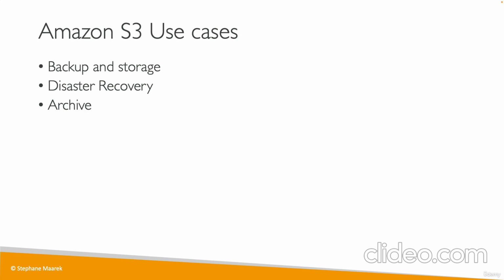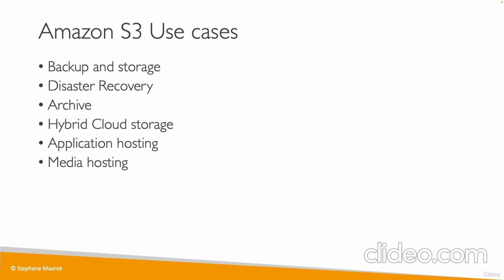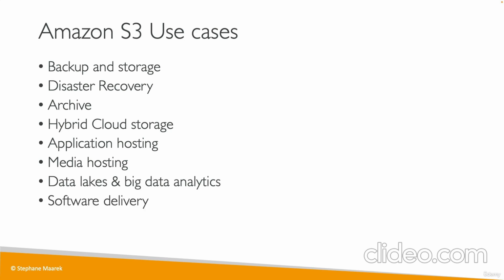It's for archival purposes, so you can archive files in Amazon S3 and retrieve them at a later stage for much, much cheaper. For hybrid cloud storage, in case you have storage on premises but you want to expand it into the cloud, you can use Amazon S3 for this. To host applications, to host media such as video files, images, and so on. To have a data lake, so to store a lot of data and to perform big data analytics. For delivering software updates, for hosting static websites, and so on.